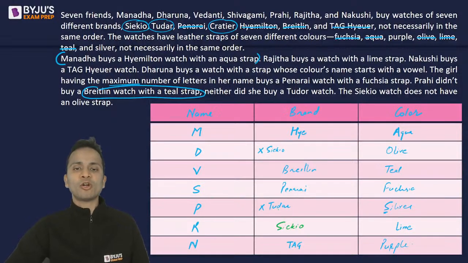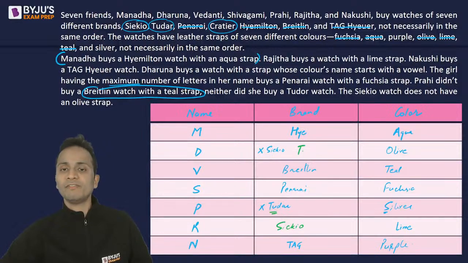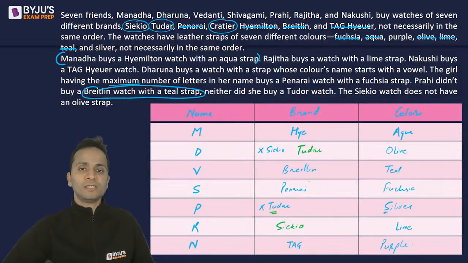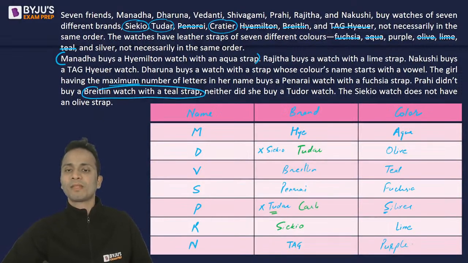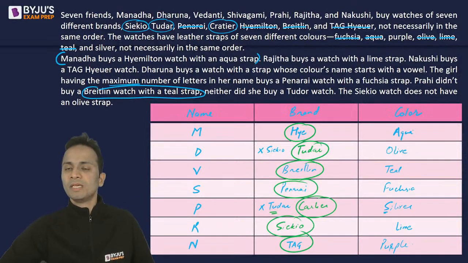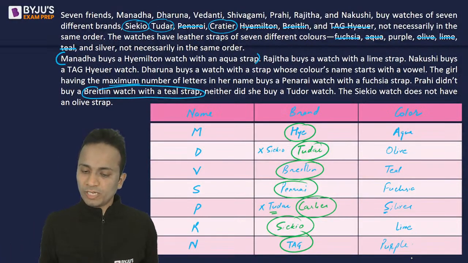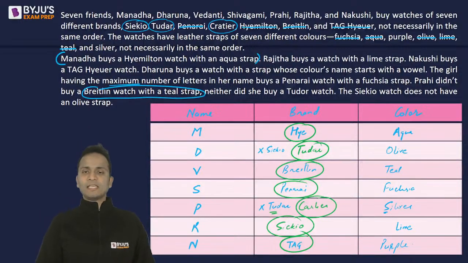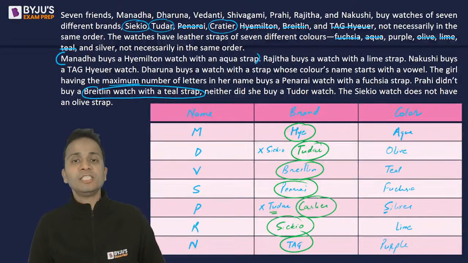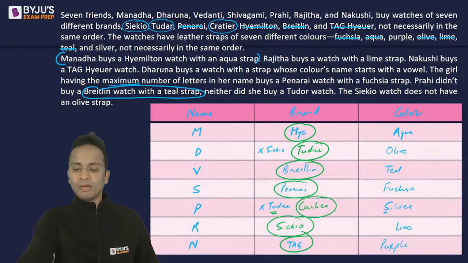Now Tudor cannot be at this place, so Tudor has only one place that is left. So it is Dharuna. And the last watch, Cartier, will be bought by Prahi. All right. So these are the names of the brands that are bought by these people. I'm circling these. So this is the final table and the names of the colors as well. All right. So that's it. The table is done. Now let's look at each of these questions quickly one by one.